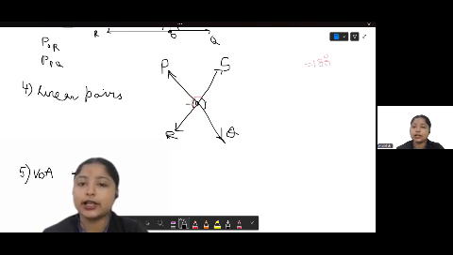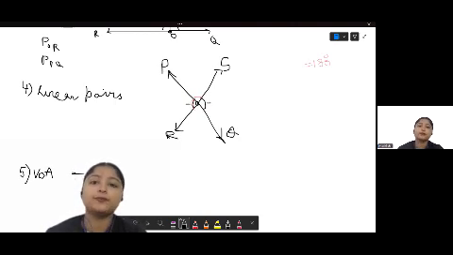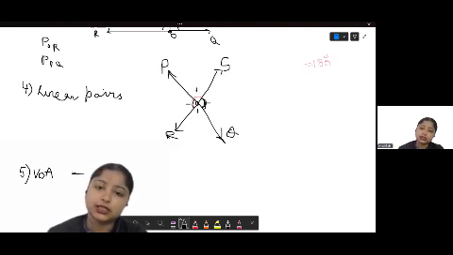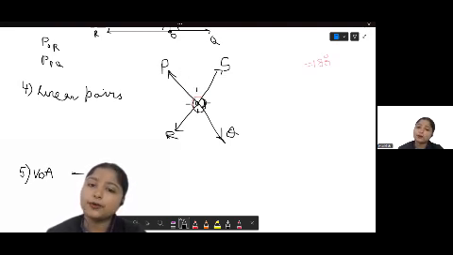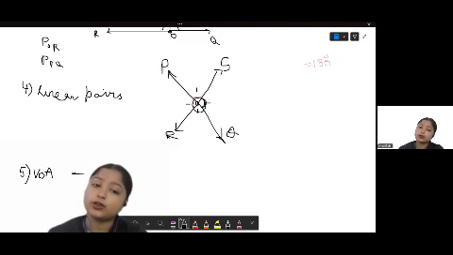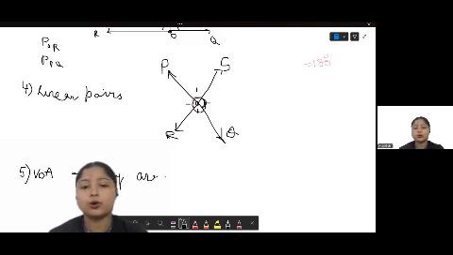This angle and this angle are opposite to each other, but they will have the same value, the same as angle ROQ. That means this angle and angle POS, this angle, are also opposite to each other, but they will have the same value. So vertically opposite angles are always equal.